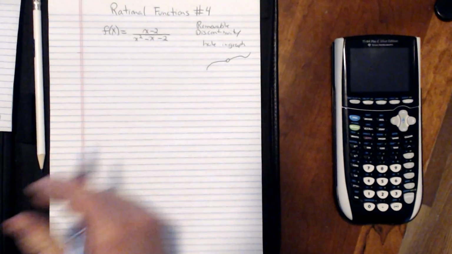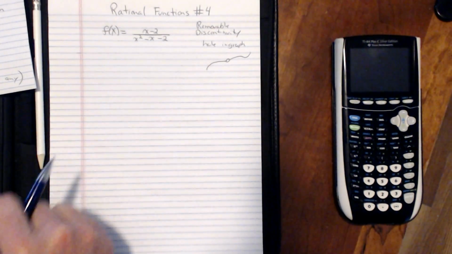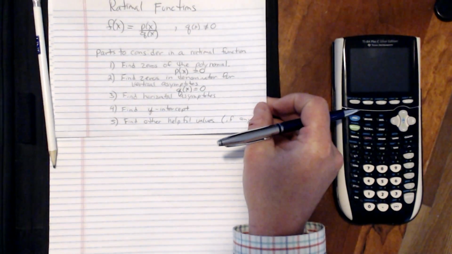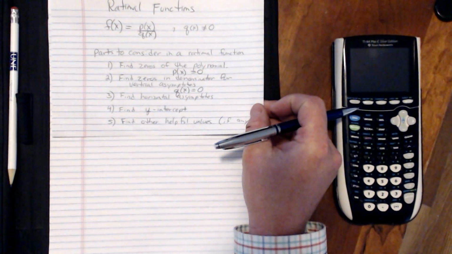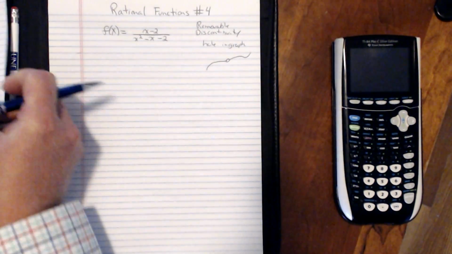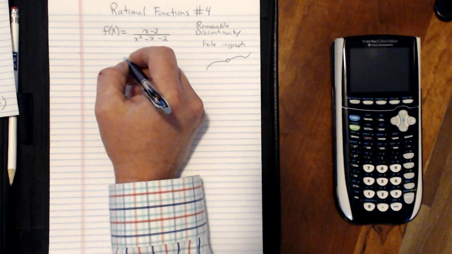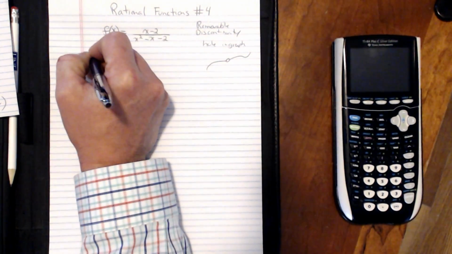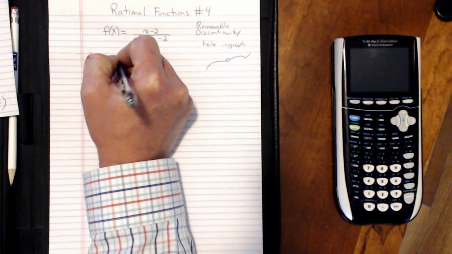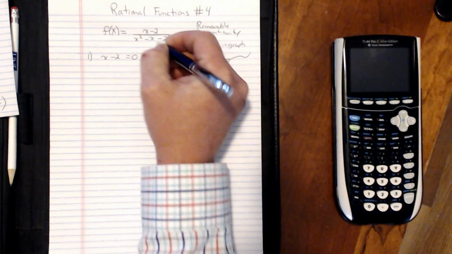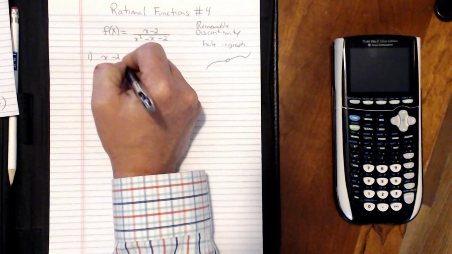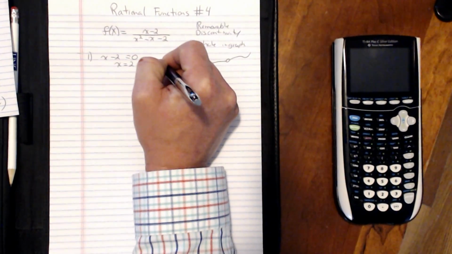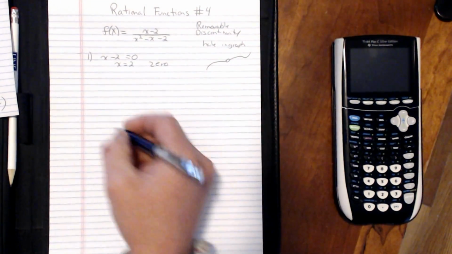All right, let's go through our parts to consider for a rational function. First one being, we're going to find the zeros of the polynomial. And to find the zeros of the polynomial, we're going to set the numerator equal to 0. All right, so we have x is equal to 2. So that's going to be our 0, potentially.